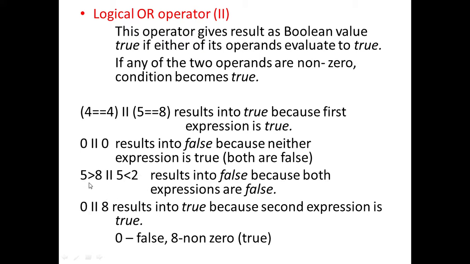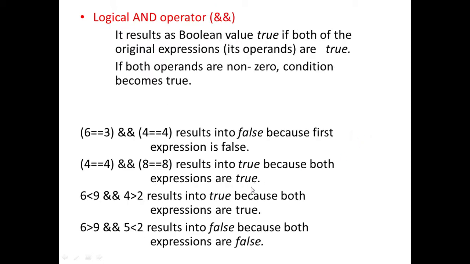Here, 5 greater than 8: true or false? False. 5 less than 2 is also false. So it will result into false because both expressions are false. Now 0 or 8: 0 is false and 8 is true. So anyone is true, so it will result into true because the second expression is true. You have to remember this: 0 means false and non-zero means true.